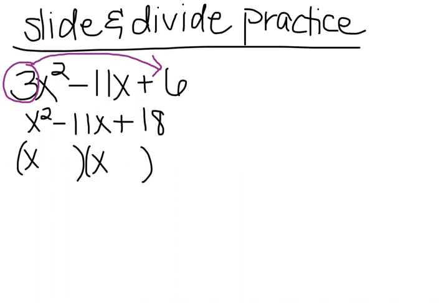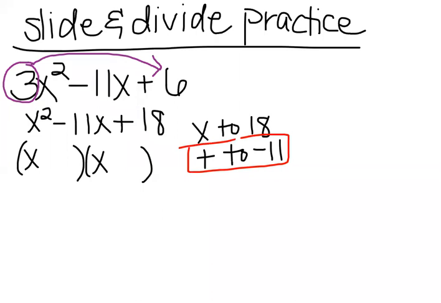The numbers that we need to fill the binomials have to be multiples of 18, and they have to add to negative 11. That should be a red flag right there. If they need to add to a negative number, we're most likely going to be dealing with 2 negative numbers here, okay? You know that the product of 2 negative numbers is still positive, so when we multiply 2 negative numbers to get 18, we'll still get positive 18, but we'll be able to add to a negative number.